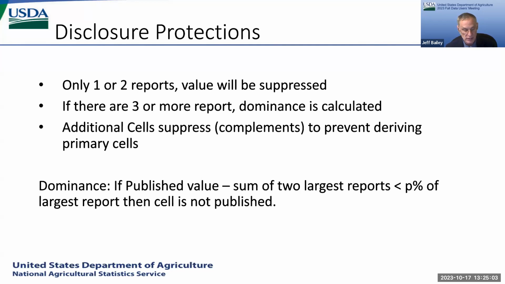Thirdly, though, in a table, we suppress additional cells, which we sometimes refer to as complementary cells, to prevent deriving the value of the primary cells, the cells that had dominance. For example, if we suppress the value of one state, its value could be derived by adding up all the other states and subtracting from the US total. So therefore, we have to suppress a second state value.